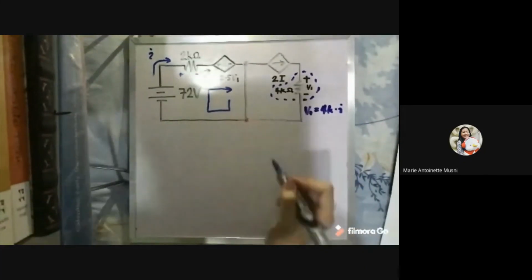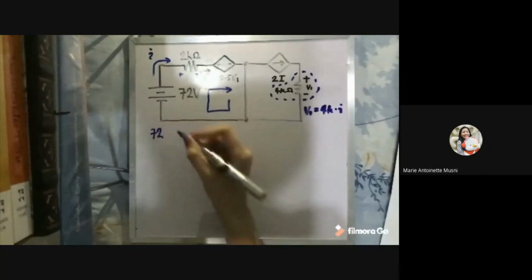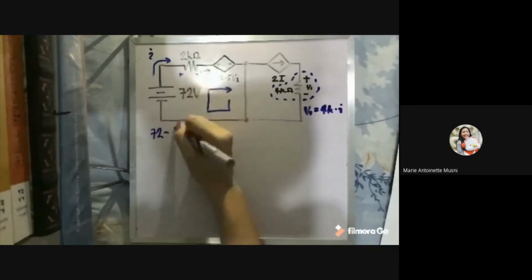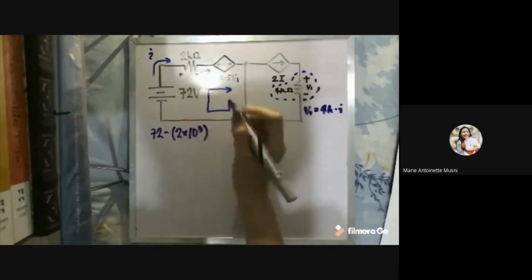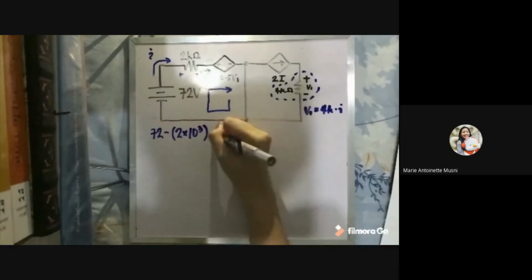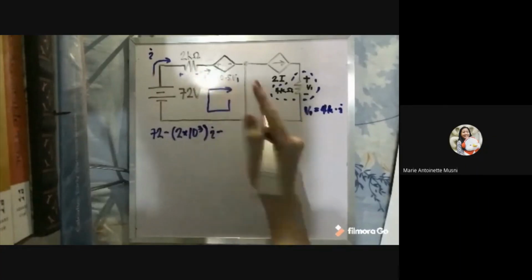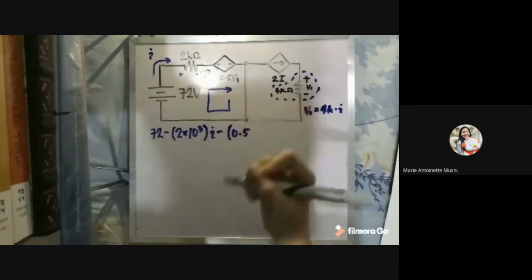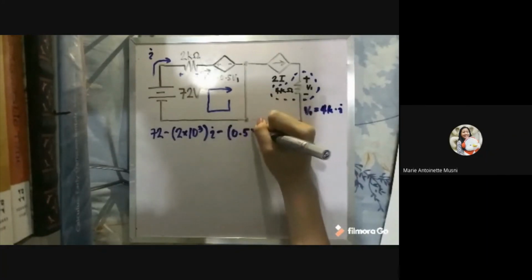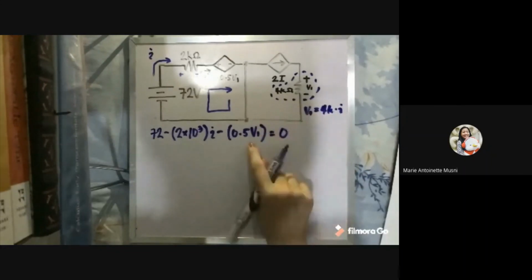Now going back to this loop, we can make an equation: 72 minus 2 kilo ohm times our current I minus 0.5 V1 is equal to 0. Now we have a V1 here.